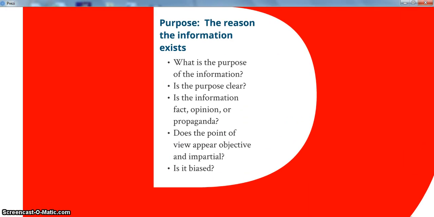The P is for purpose, or the reason that the information exists. What is the purpose of this information? Is it to inform, to teach, to sell, to entertain, or persuade? Is that purpose made clear by the authors? Is the information on the site fact, opinion, or propaganda? Can you tell the difference?